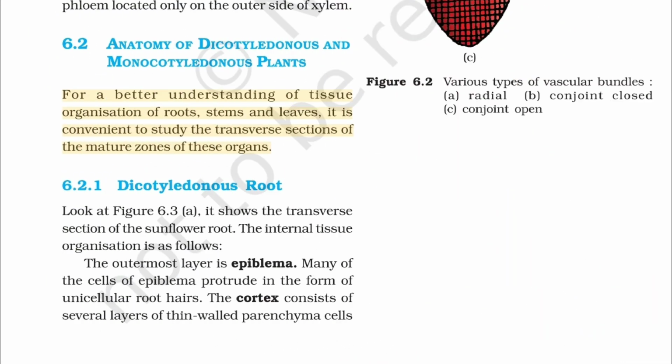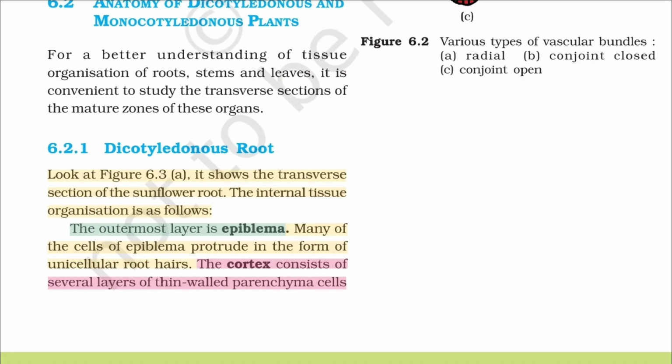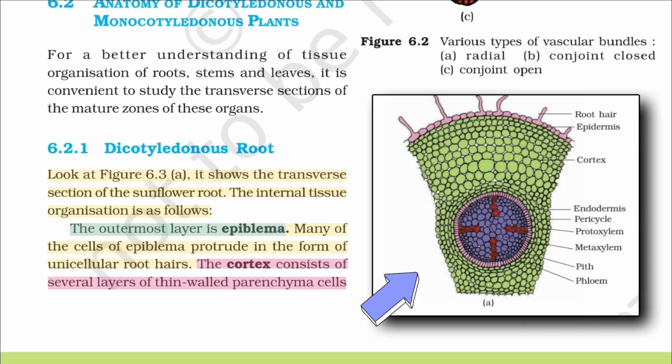6.2. Anatomy of dicotyledonous and monocotyledonous plants. For a better understanding of tissue organization of roots, stems and leaves, it is convenient to study the transverse sections of the mature zones of these organs. 6.2.1 Dicotyledonous root. Look at figure 6.3a. It shows the transverse section of the sunflower root. The internal tissue organization is as follows.